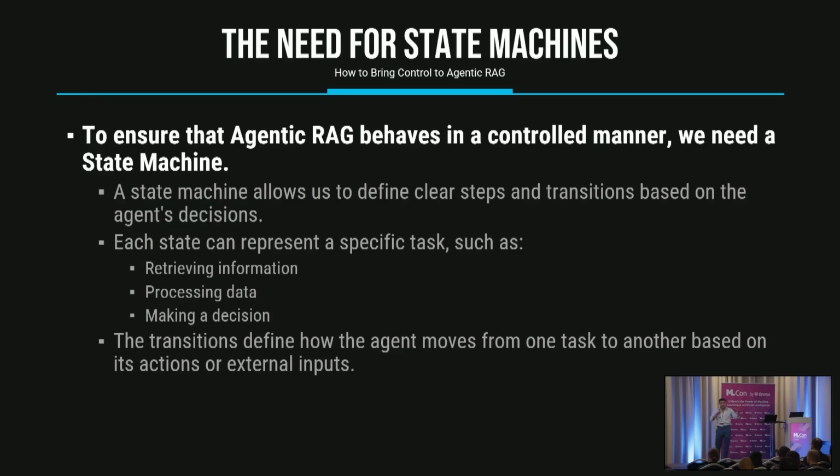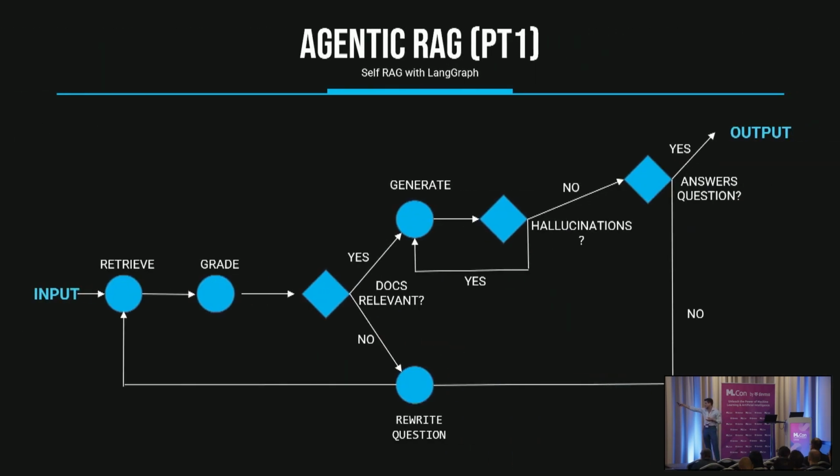So state machines are usually the answer, and I say usually because of course it depends on the business use case. But state machines allow us to define clear steps and transitions between different agents' decisions. And the transitions define how the agents move from one task to another one. This is how a simple state machine would look.